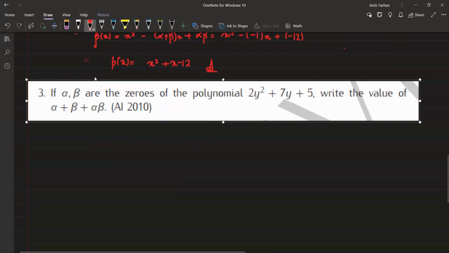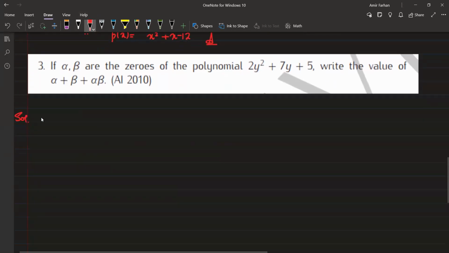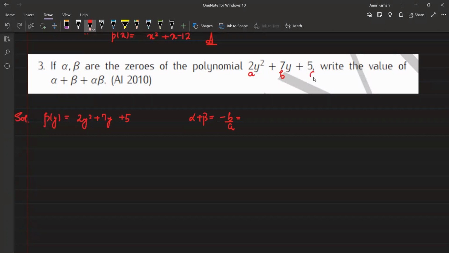Look at this question. The question says that alpha and beta are zeros of this polynomial. For this given polynomial, we have to find the value of alpha plus beta plus alpha into beta. First of all, write the polynomial expression, that is 2y square plus 7y plus 5. Let's find alpha plus beta. What is alpha plus beta? That is minus b by a. This is a, this is b, and this is c. Yes or no? So minus b means minus 7 divided by a, that is 2.